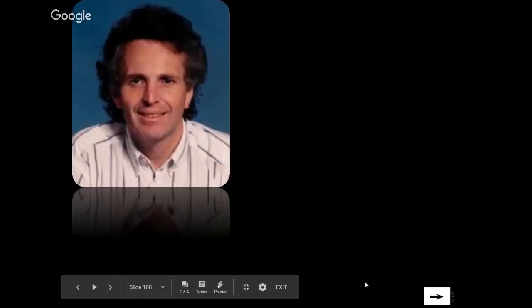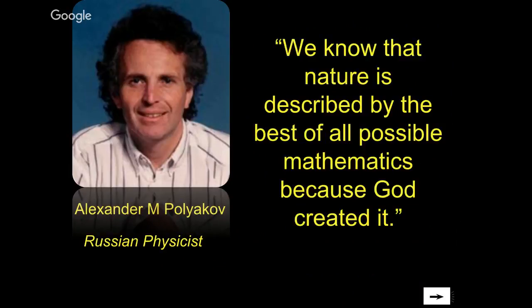You know, by the way, today, don't you get the impression that science and religion, never the twain shall meet? And yet it's just the opposite of what we're hearing here. If you have the right attitude and you're a Christian, science confirms what we learn in the Bible. Here's a Russian physicist, and he said it real simply: "We know that nature is described by the best of all possible mathematics because God created it."